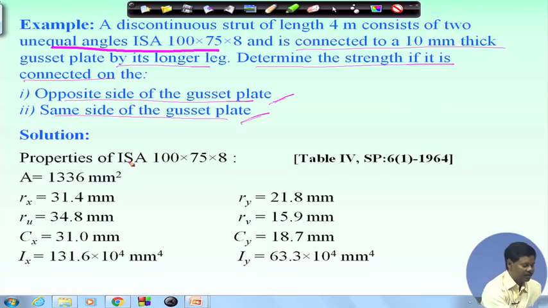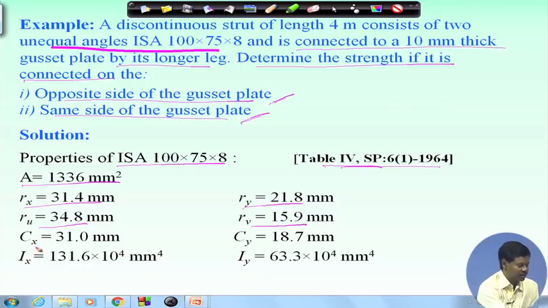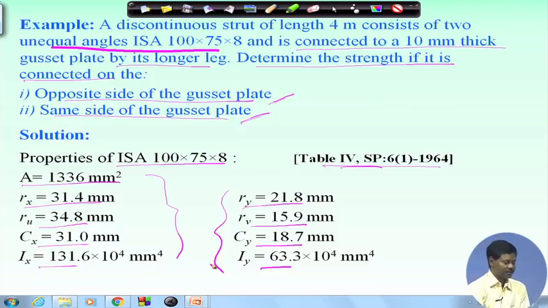Now, properties of the single angle section can be found from table 4 of SP 6 1964, where the cross sectional area is given, Rx, Ry, Ru, Rv, then Cx, Cy and Ix, Iy are given. And these are the properties which will be required to find the equivalent properties of the section. Equivalent properties of the section means the combined gross area of the section, the minimum radius of gyration of the section, and the CG of the section. So, all these things we can find from these properties, and according to the placement of the gusset plate and angle, we can find its strength.